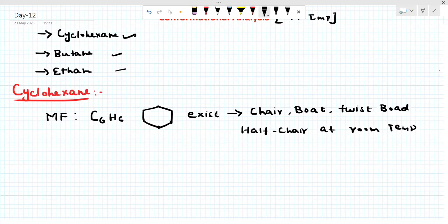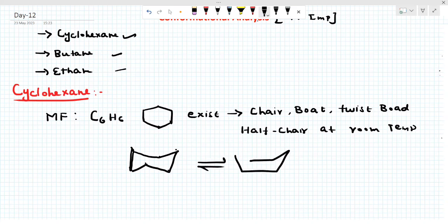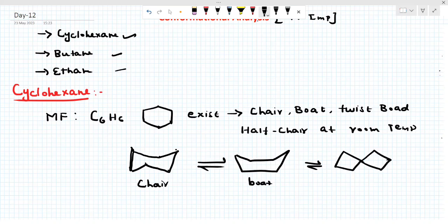Listen. For example, this is a chair form. I will draw this properly: 1, 2, 3, 4, 5, 6. You can draw it like this. This is the chair form. Now we are going to see the boat form. See this interconversion. This is a chair form, this is a boat form, and this is a twist boat.